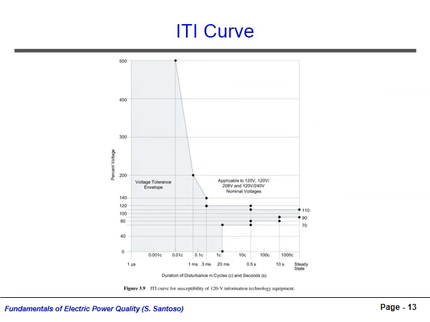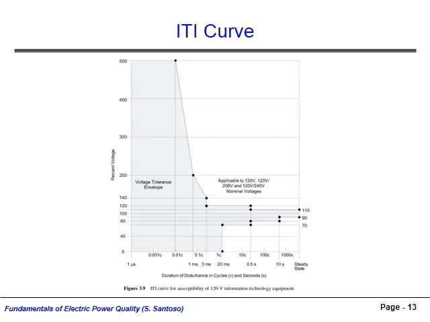This is a visualization of the ITI curve. The y-axis shows the per unit magnitude of the voltage phenomenon, and the x-axis gives the duration of the event. Note that the x-axis is a logarithmic scale. The shaded area, labeled voltage tolerance envelope, designates the region in which the equipment will be able to survive or ride through the disturbance. If the event's magnitude and duration fall outside the shaded region, the equipment will be disrupted.